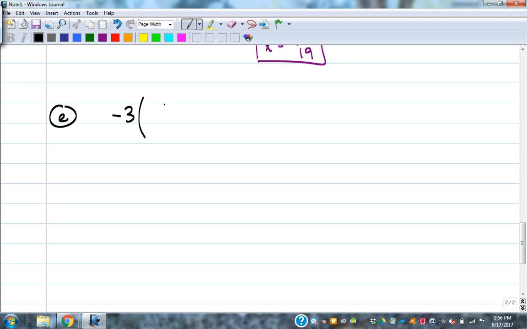-3 parentheses 5 over 4 x plus 6 over 5 close parentheses equals 11 over 20. It's very similar to example F. The only difference is it has fractions in there instead of regular integers, plain numbers. So what do we do first? Distributive property, the same thing.